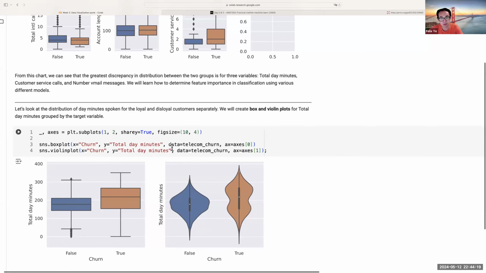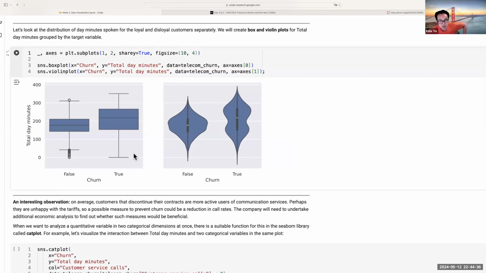And we can also do the box and violin plot. The box plot may show a strong discrepancy, but it's also a very good idea to see the differences in terms of distributions, because the violin plot can give you some idea about the distributions. Here, total day minutes looks like a Gaussian for the loyal customers. But for the disloyal customers, you can see the distribution actually has two peaks. So one peak here, one peak here. This feature gives you some possibility to separate these two different groups, okay?